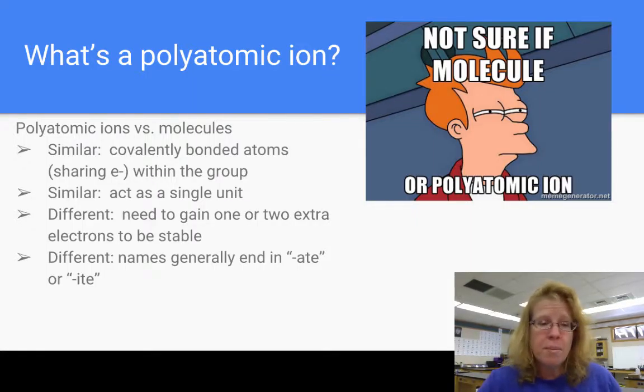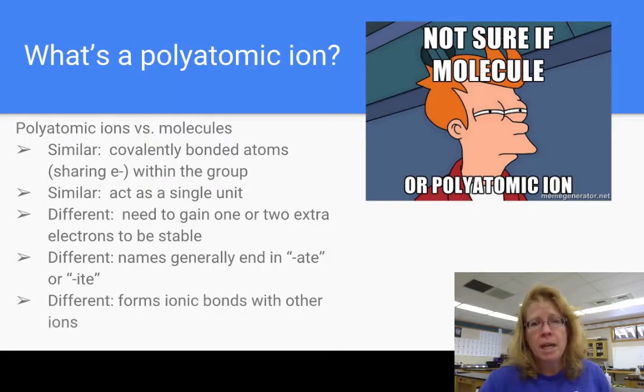So we indicate this by their names, that ATE and the ITE names that are found on most of our polyatomics. Again, there's a couple that don't have that, but most of them have that particular pattern. And again, now we can mix and match them. Just like any other ion, we could take any cation and any anion, stick it together. It's just now our anions are a little bit bigger and a little bit more complex than some of the anions that we dealt with in the past.